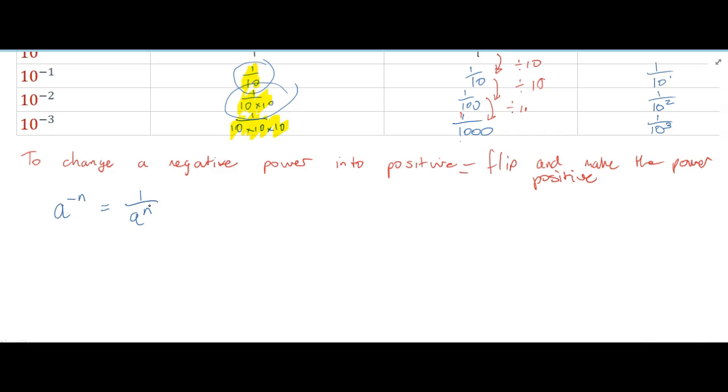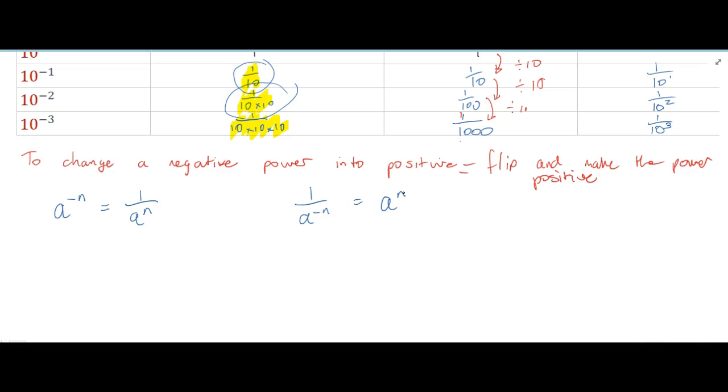And the reverse is also true. If you have 1 over a to the power of negative n, you can flip it and make the power positive, so a to the power of n.